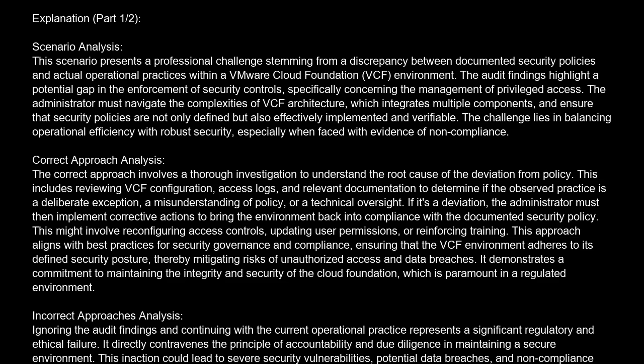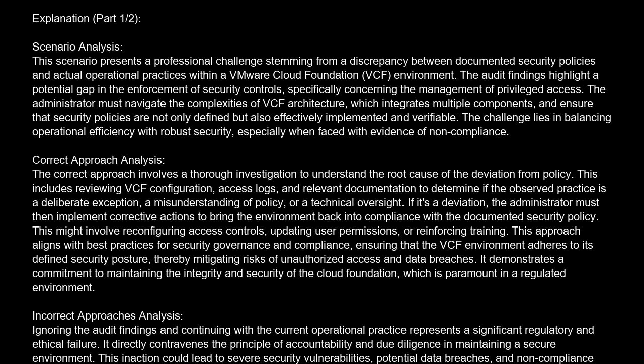The correct answer is D. Conduct a thorough investigation to identify the root cause of the deviation, assess the associated risks, and implement corrective actions to align the service account permissions with the documented security policy.